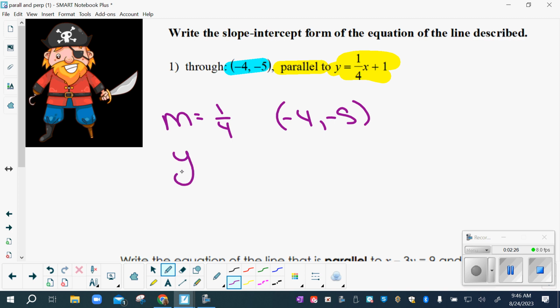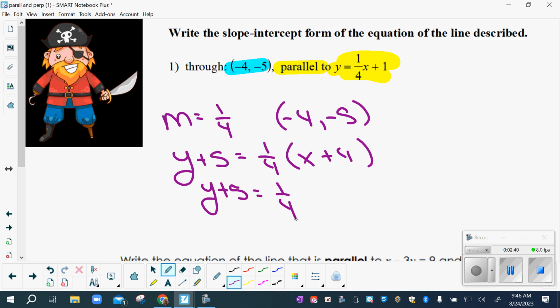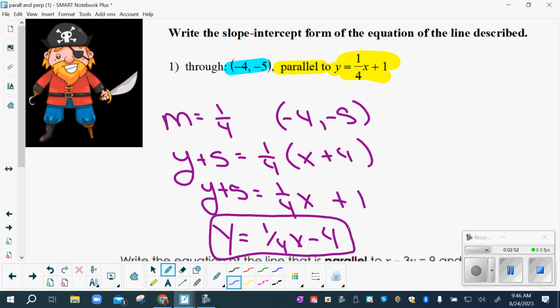So I'm going to say y plus 5. You see what I did there? Did a little flip, equals 1/4 x plus 4. And I'm happily doing my little pirate thing by making my little pirate line. I am happy, happy, happy. So I come up with y equals 1/4 x plus 4. Right? Okay. First thing that can happen.